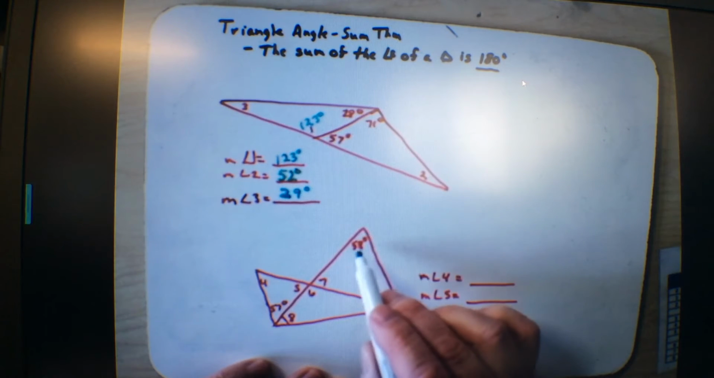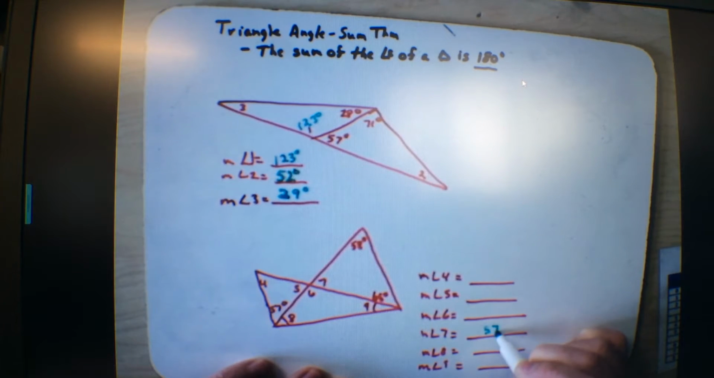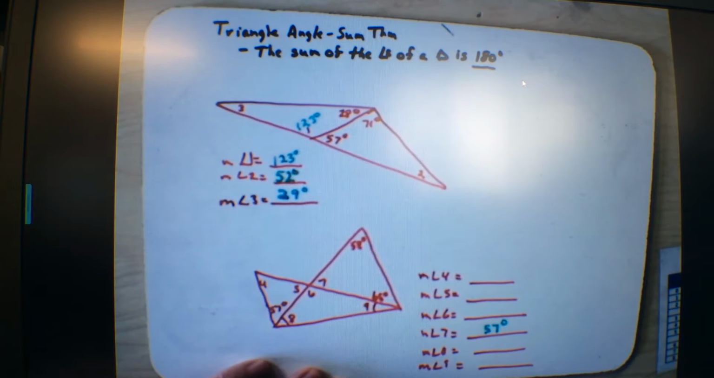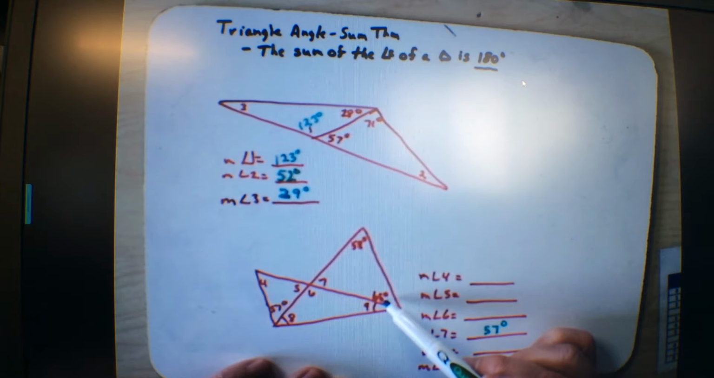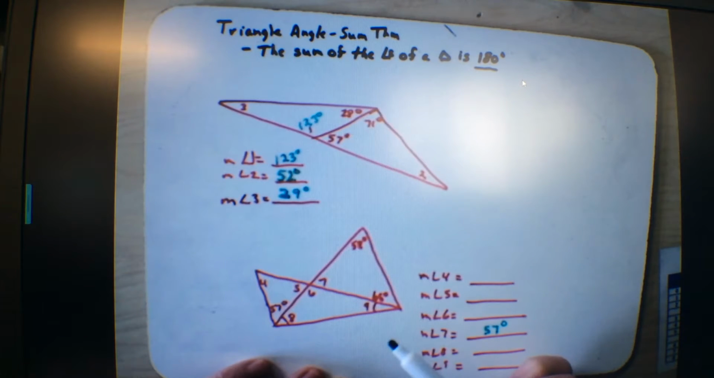This is 65, this is 58. She says that angle 7 is 57 degrees. Do you agree? This is 65 degrees. This is 58 degrees. This is 57 degrees. And then what about the bottom? This is angle 8 and angle 9, but they're marked congruent. That's how those arcs are. Okay?